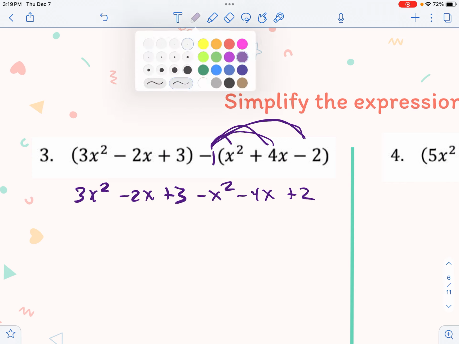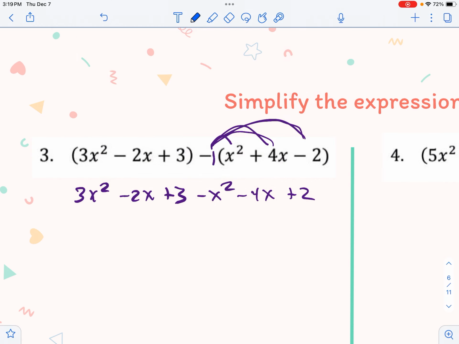And then it's just a matter of combining like terms. Well, I got a 3x squared and a negative x squared. Well, that's 3 plus a negative 1, that's 2x squared. I don't make it 2x to the fourth. You don't add the exponents when you're combining like terms. You just leave that as an x squared. The only time you change the exponents is if you multiply two variables, okay?